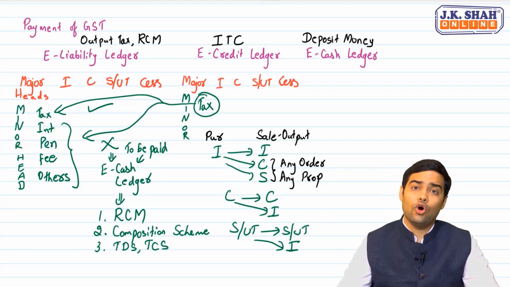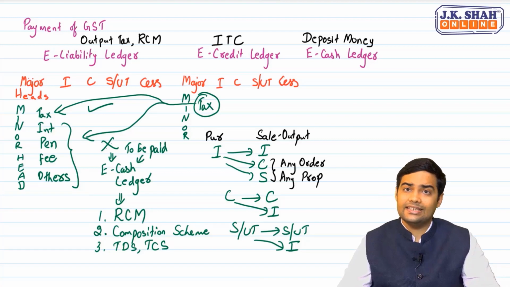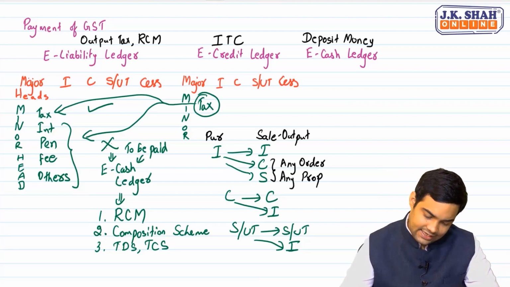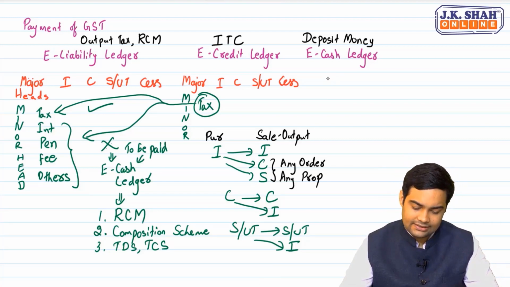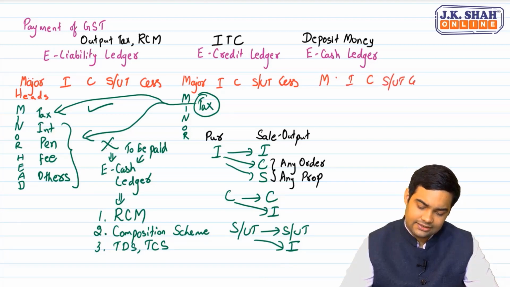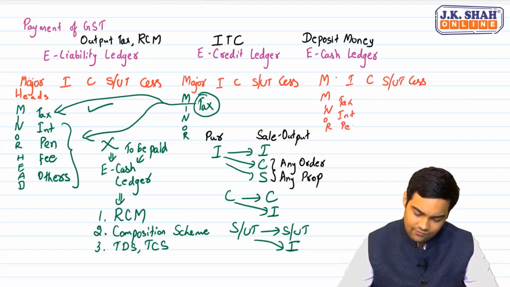Then the e-cash ledger. Will it have all major and minor heads, 20 sub-ledgers? The answer is yes. It looks the same as e-liability. The major heads will be I, C, S/UT or cess, and the minor heads will be tax, interest, penalty, fee, others.